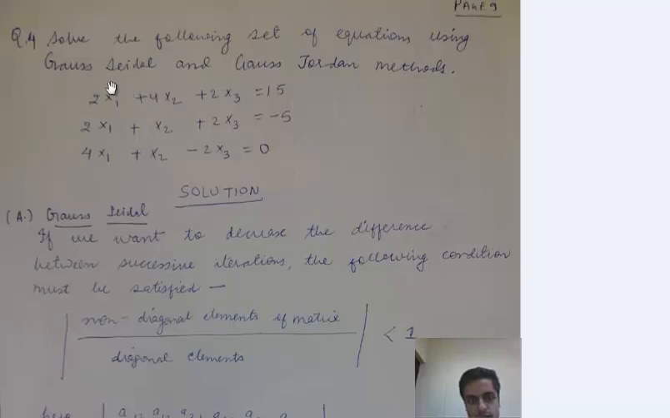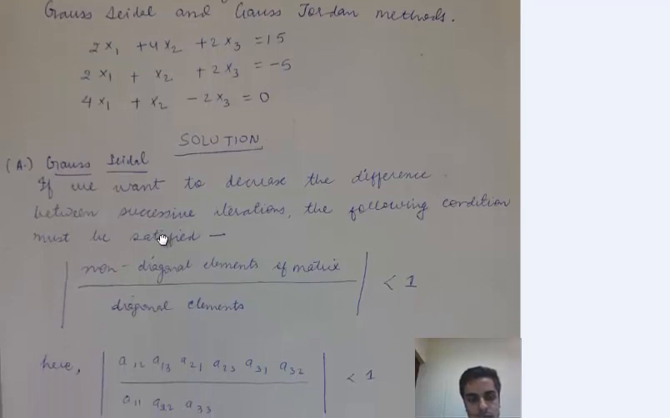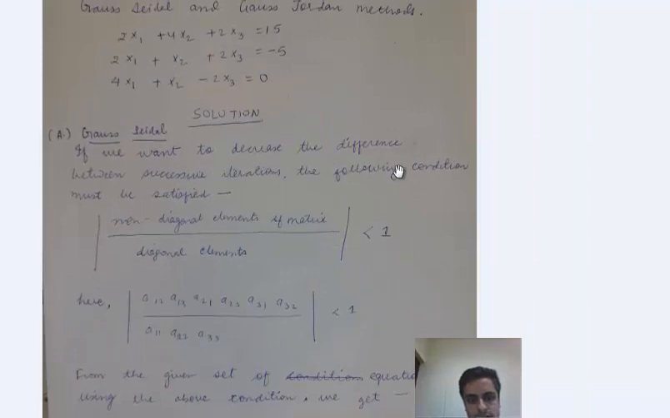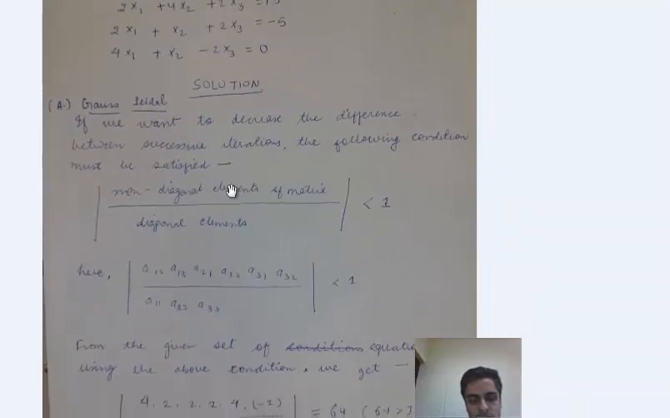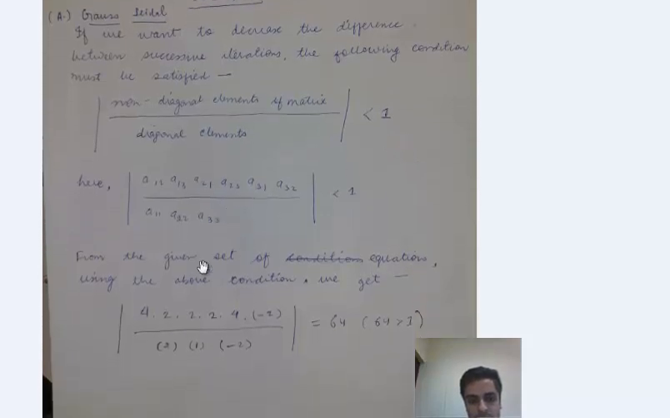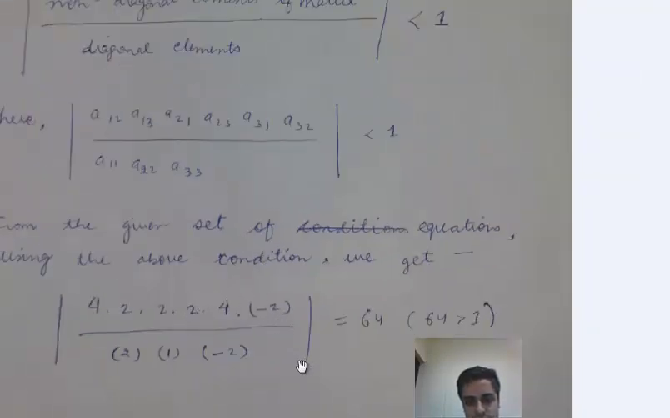Now coming to our last question, that is question number 4. We have been given the following set of equations to solve using the Gauss-Seidel and Gauss-Jordan methods. First we will solve these equations by Gauss-Seidel. If we want to decrease the difference between successive iterations, the following condition must be satisfied: the mod of non-diagonal elements of the matrix upon diagonal elements must be less than 1. Taking the mod and finding the value of this condition, we get 64, which is greater than 1.